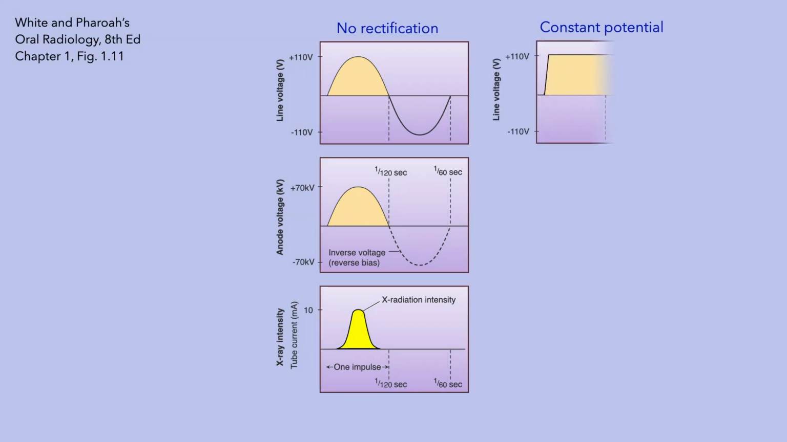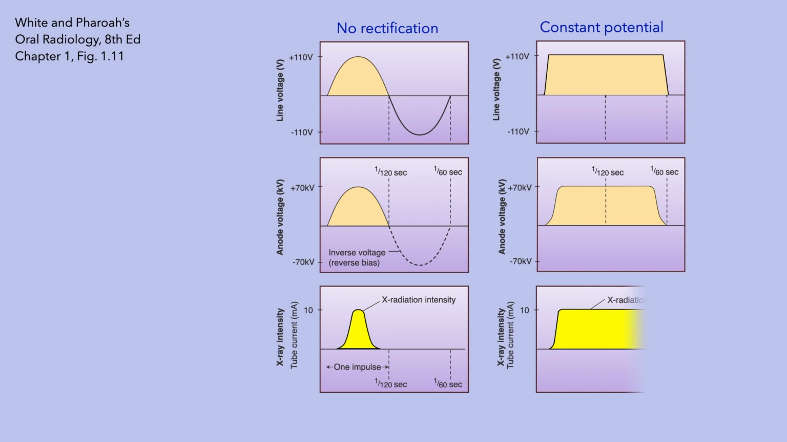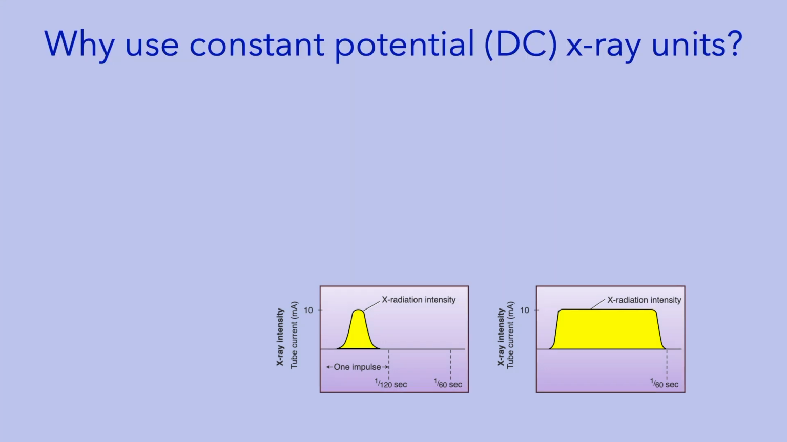Constant potential or direct current X-ray units use high-frequency power supplies with rectification to provide an almost direct current with less than 2% oscillation of the incoming voltage. Thus, an appropriate potential difference is maintained between the cathode and anode, and X-rays are produced through the entire exposure cycle. So what advantages do constant potential X-ray units offer?